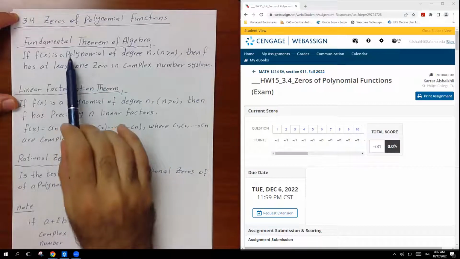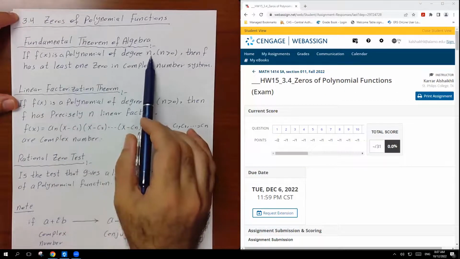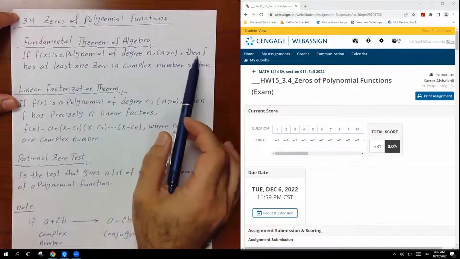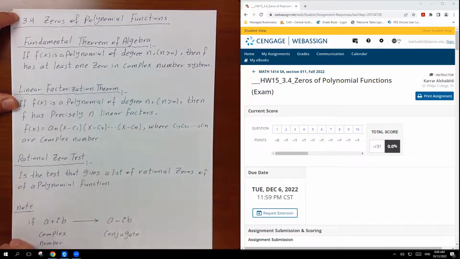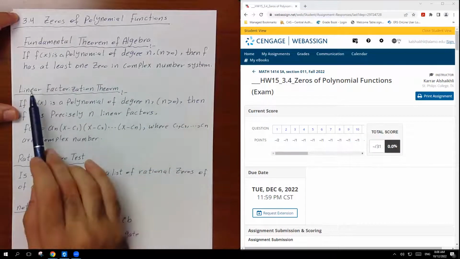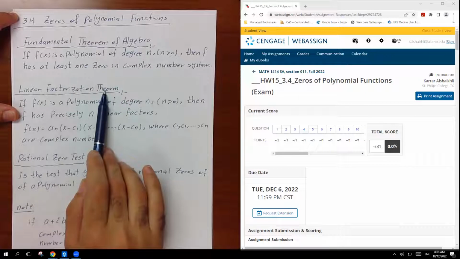So if I have a polynomial function with degree n and n is a positive number, then f has at least one zero in the complex number system. We're going to use this one, the linear factorization theorem.